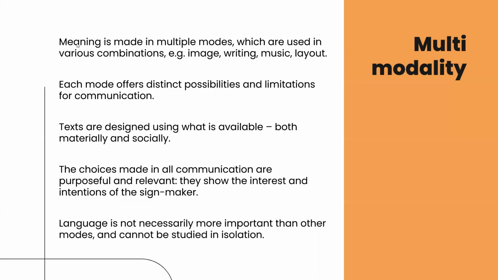Multimodality. In multimodality, meaning is made in multiple modes which are used in various combinations. We combine these modes to accentuate, to contrast, to emphasize, and we have, for example, image, we have writing, we have music, and we have the layout of things. If we're talking about an Instagram post, if we change any of these things, the combination also changes the meaning, also changes the way that things are going to work.